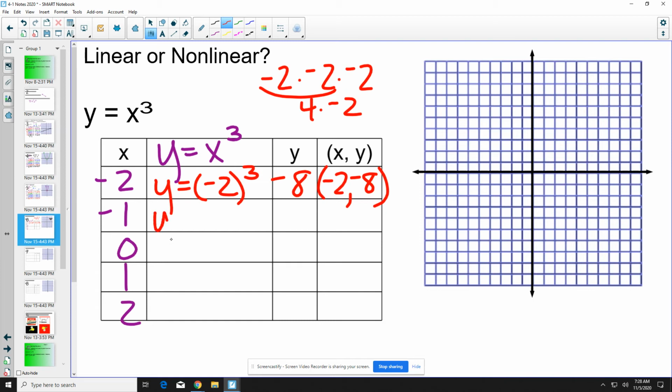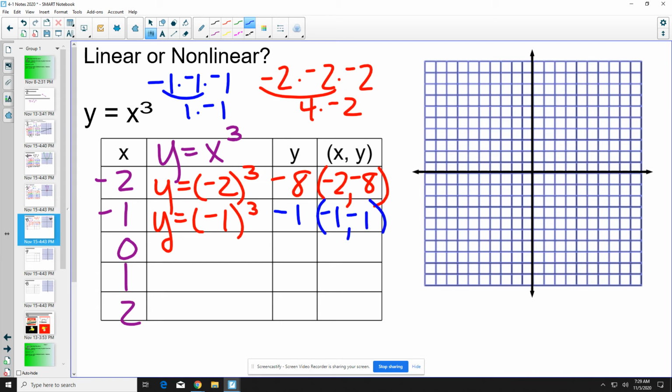Now I'm going to put -1 in for x. So I'm going to do -1 to the third. -1 to the third means -1 times -1 times -1. -1 times -1 is 1. 1 times -1 is -1. So my next point is -1, -1. If I'm going too fast, pause the video so you can get caught up and then hit play.